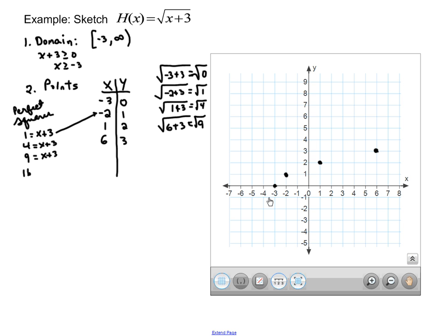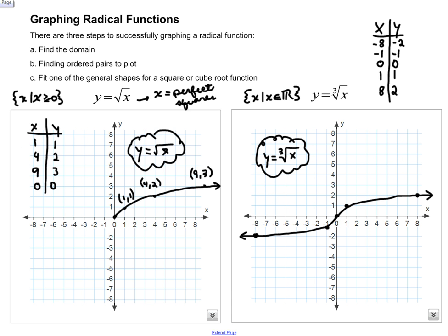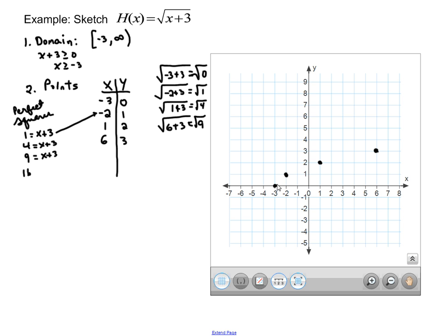And now you can kind of get the idea of what the pattern looks like. If you remember, our square root graph basically looks like the one up here on the screen on the left. And so our square root graph should look very similar, except that it starts at negative 3 instead of 0, 0, and goes off to the right. So h of x has the graph shown here, starting at negative 3, 0, as per our domain, and then going off to the right towards positive infinity. Process isn't too bad.